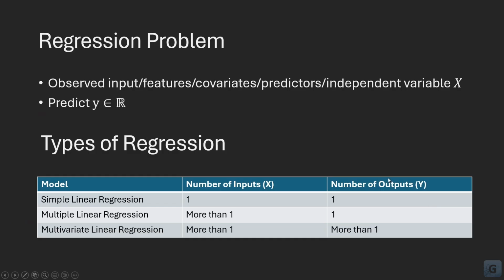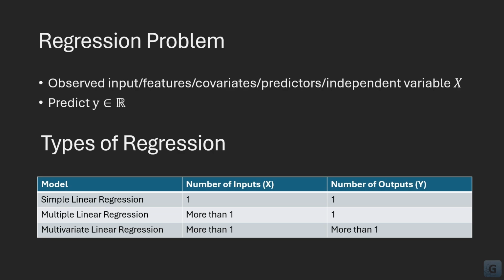So before we get started, the first question that we need to ask is, what is a linear regression problem? In a regression problem, we have a set of inputs x and we want to predict a real valued output quantity y. The inputs are also called features, covariates, independent variables, predictors, etc. We can classify linear regression based on the number of input and output variables.